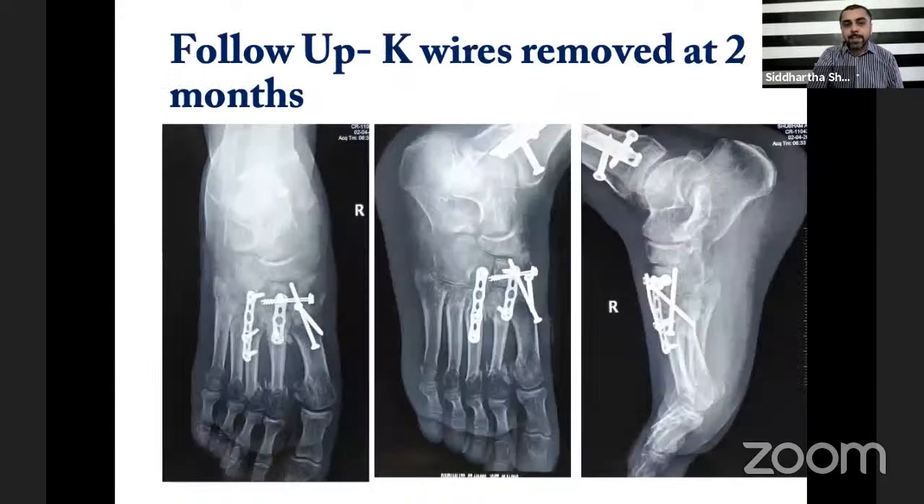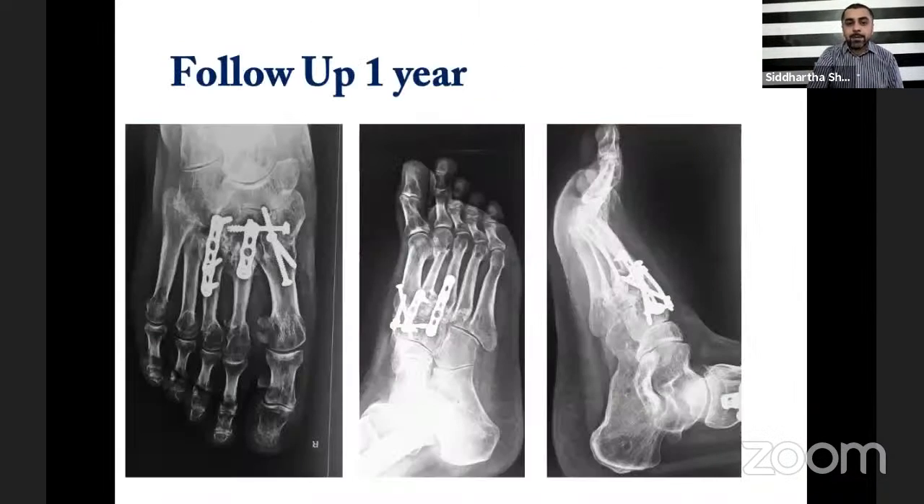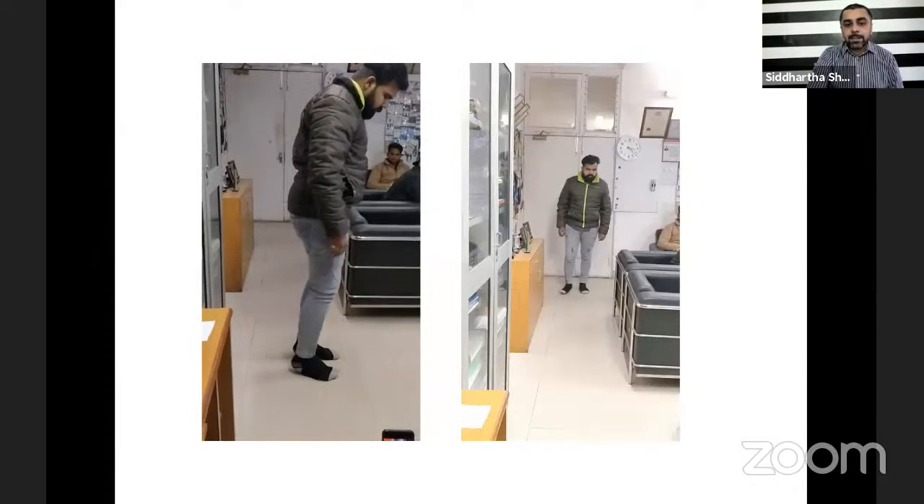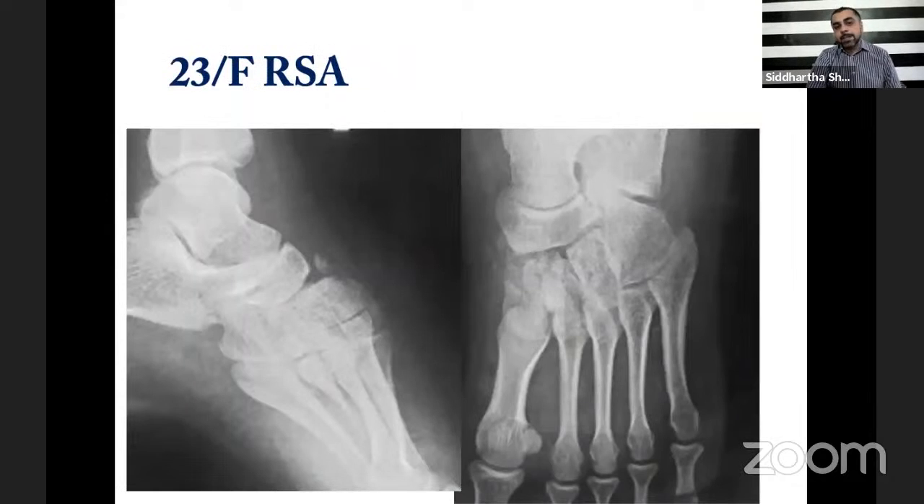So this is the 6 weeks follow-up. The K-wires were removed at around 2 months. This is 6 months. And then you have the 1 year follow-up, where everything has settled down. It has consolidated. The scars have healed well. And then this is the final follow-up of the patient. So he's doing well, although he's a slightly bulky guy, but he has no pain and he's able to do everything very comfortably.